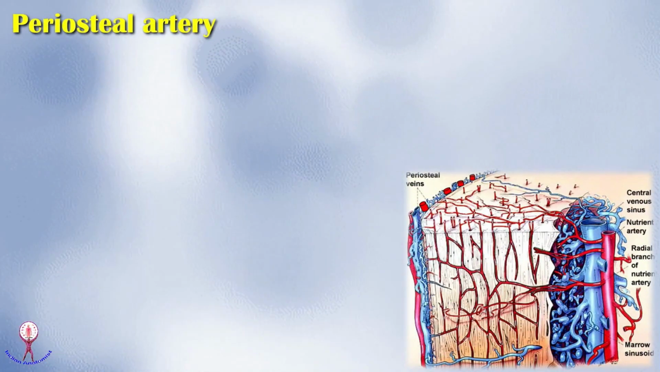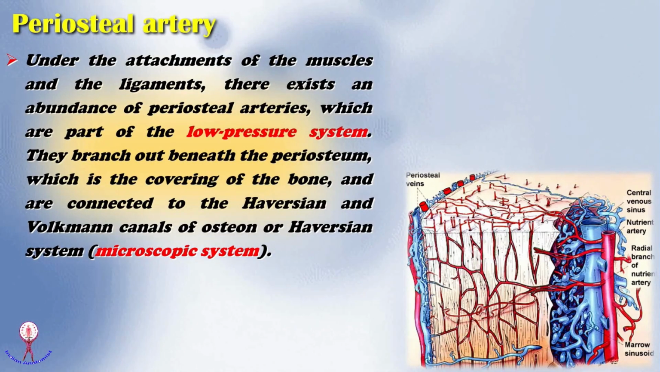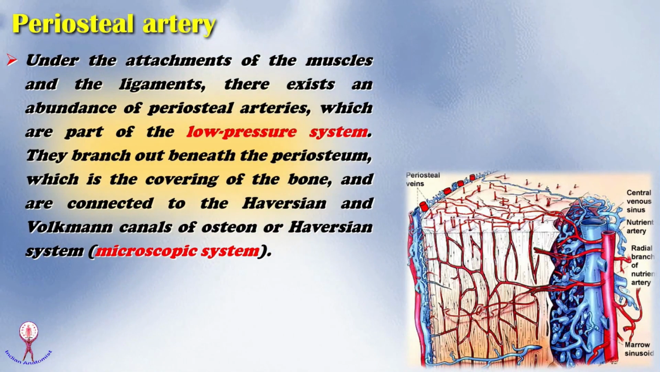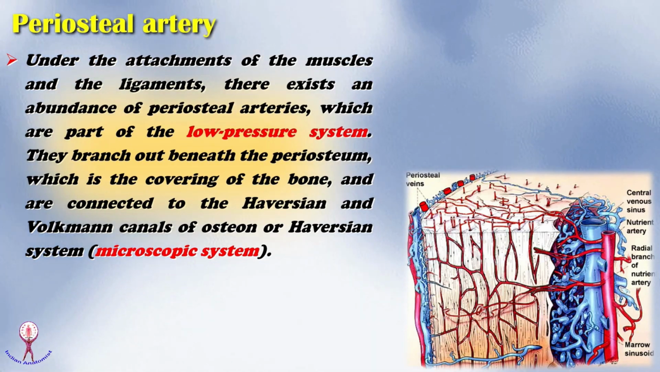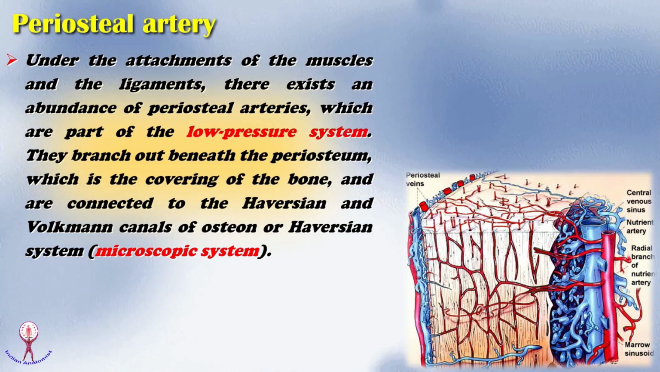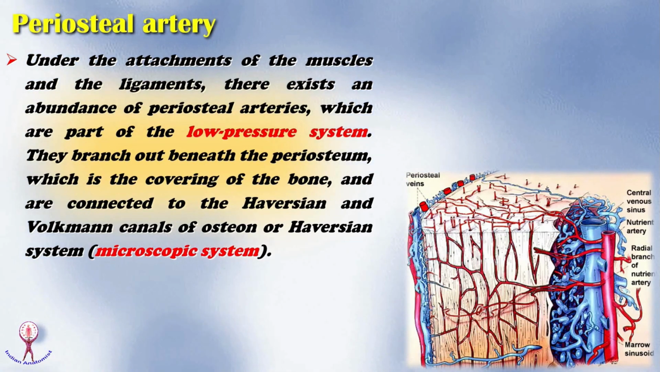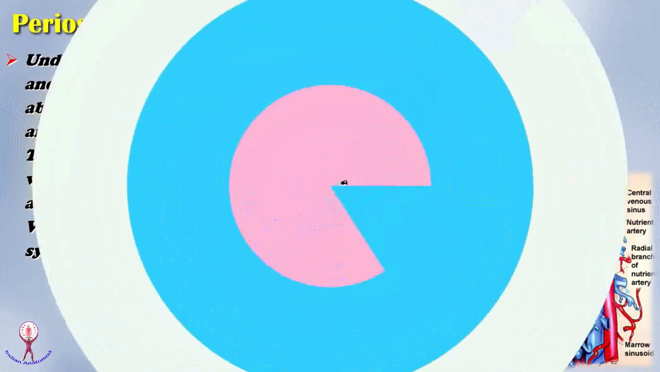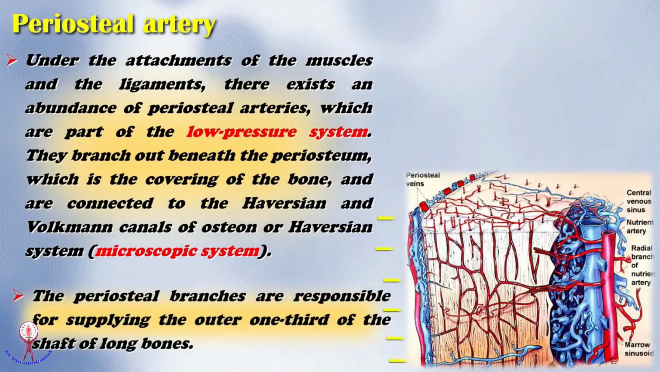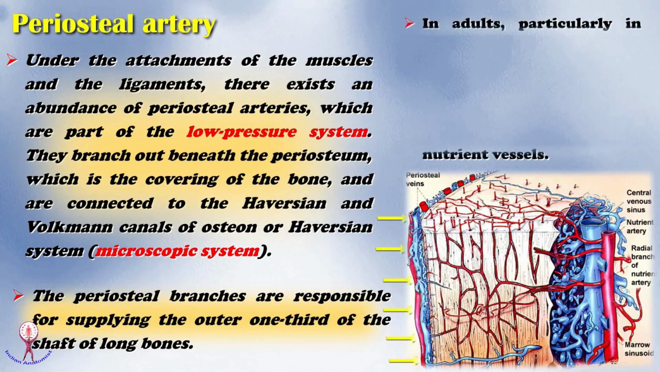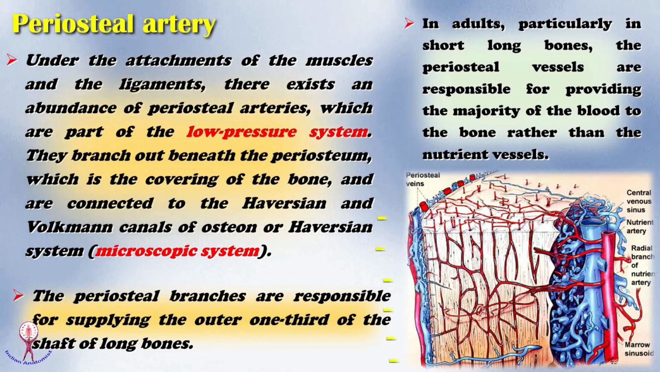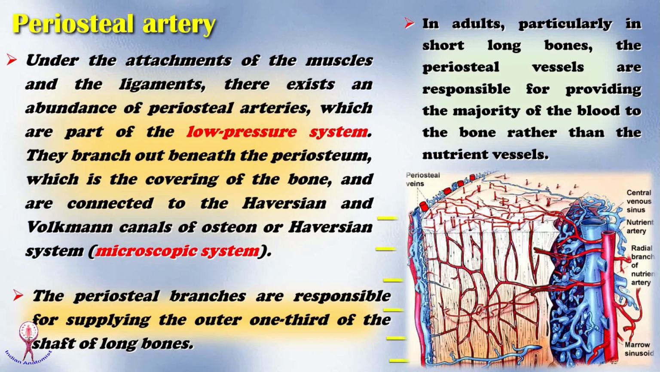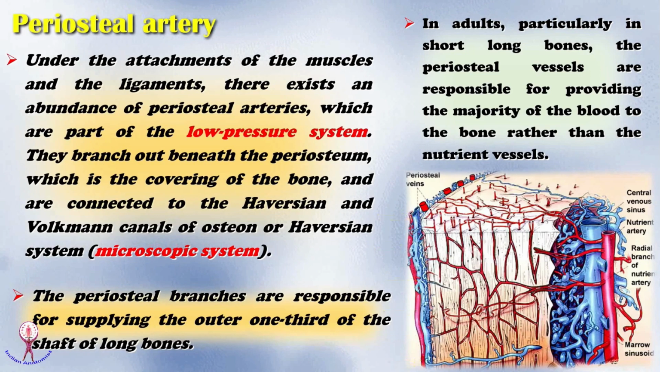Periosteal arteries are a low-pressure system that is abundantly situated deep to the attachments of the skeletal muscles and ligaments. They branch out beneath the periosteum, which is the covering of the bone, and are connected to the Haversian and Volkmann canals of the Haversian system, a microscopic system. The periosteal branches are responsible for supplying the outer one-third of the shaft of long bones. In adults, particularly in short long bones, the periosteal vessels are responsible for providing blood to the majority of the bone, rather than the nutrient vessels.